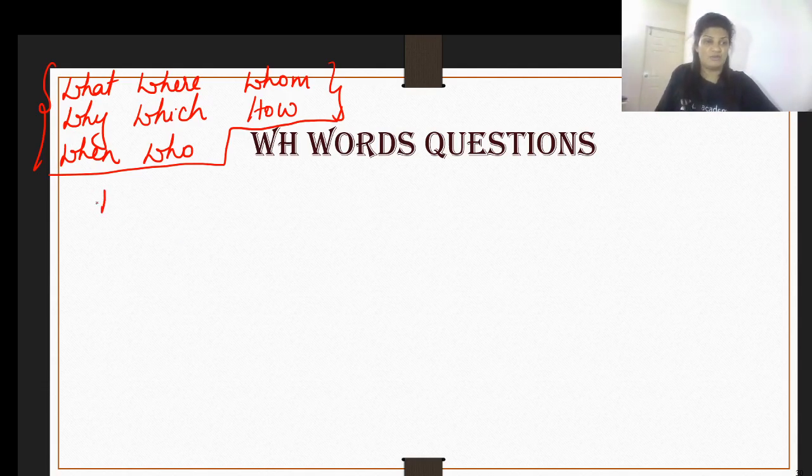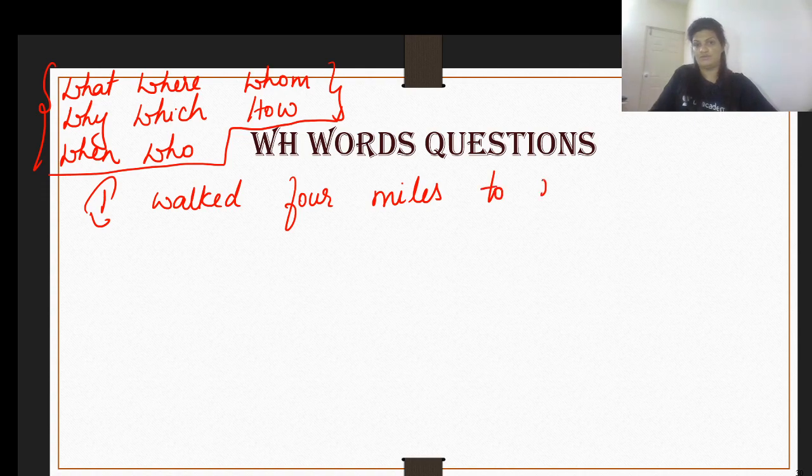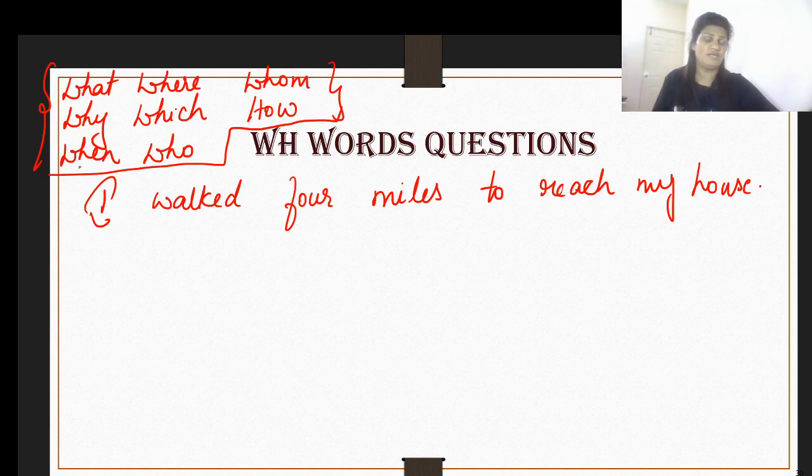Let us take the same examples that I had given you earlier. That is, I walked 4 miles to reach my house. Full stop. Now this needs to be converted into a WH question. We can use anything that makes it meaningful over here. Let me take the word how and let me add a little more to make it meaningful. How many miles? Now we are going to bring in did over here to make it a question.